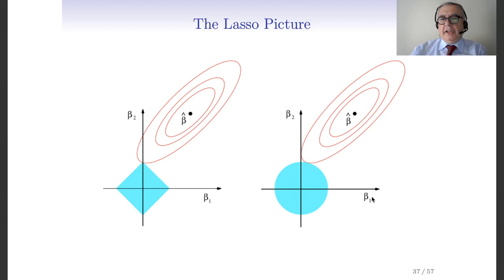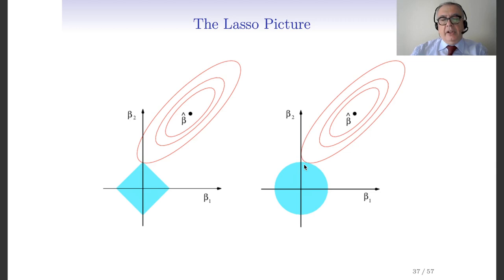You can see that here everything is differentiable. Here instead you have these points where the border is not differentiable. But here everything is differentiable, so this point is found with a tangent condition. So here there is a tangency between the level lines of RSS and the border of the budget region.